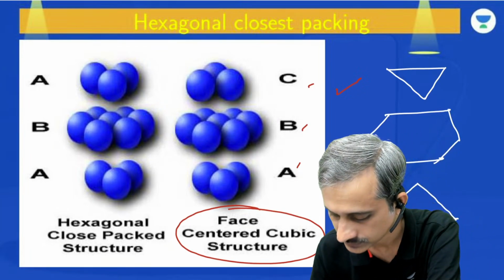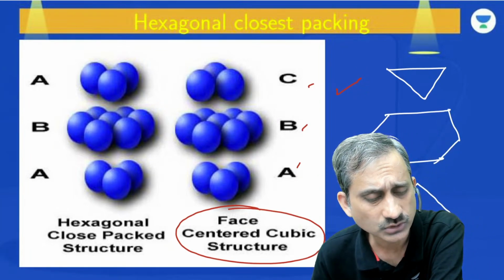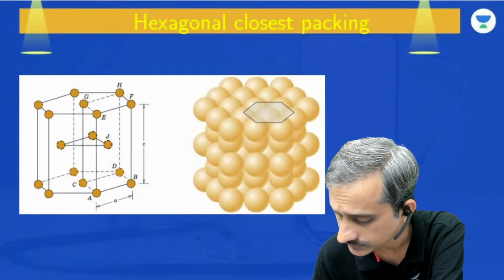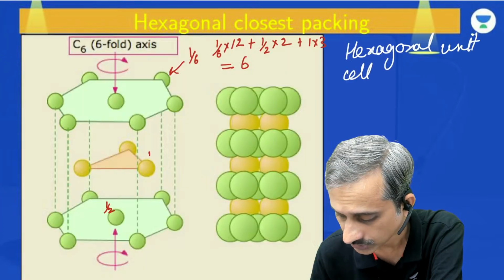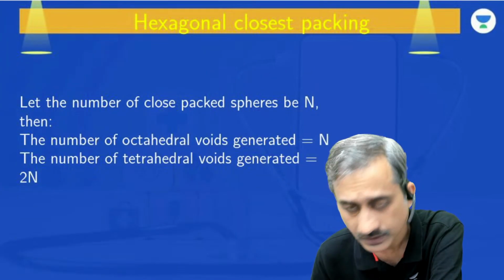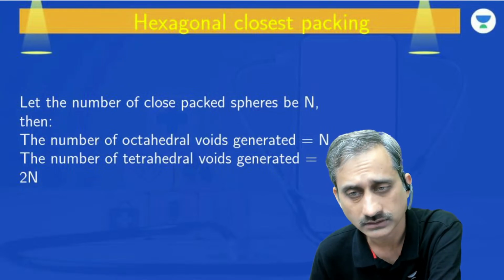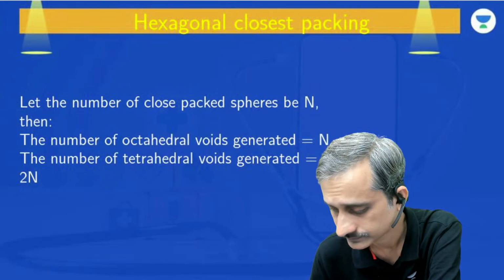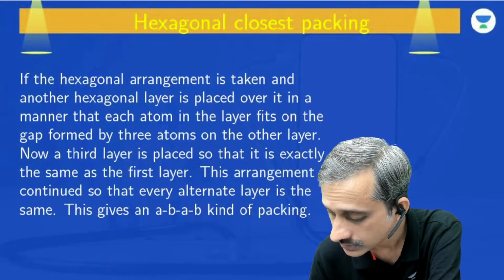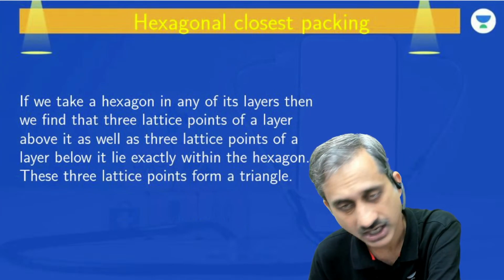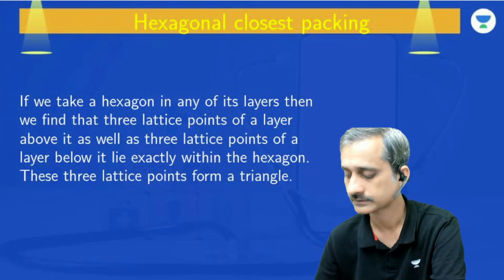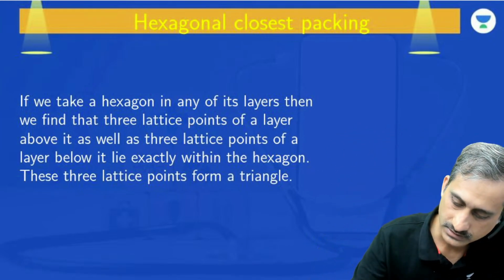Is that clear? So this is hexagonal closed packed structure and the face centered cubic structure. Now these are the arrangements which we have. So many arrangements, so many things. Now one thing you need to understand, one thing very, very clear about the octahedral and the tetrahedral voids. Clear?